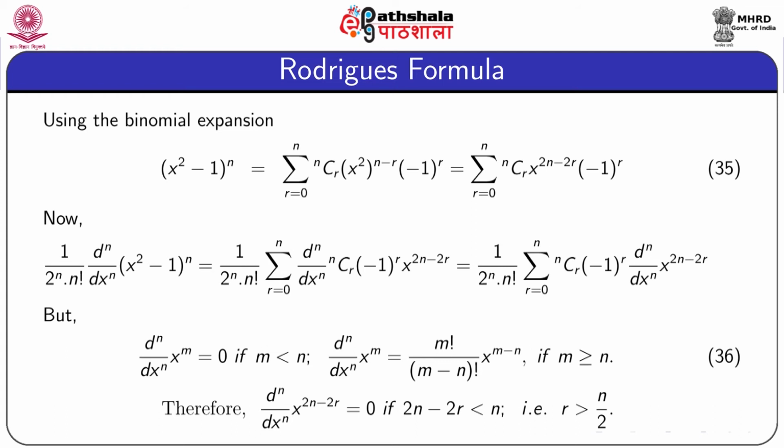And if you do that, you will be getting 1/(2ⁿ n!) summation r = 0 to n of nCr (−1)^r times the nth derivative of x^(2n−r). Please note that the nth derivative of x^m is equal to 0 if m is less than n, and is equal to m!/(m−n)! x^(m−n) if m is greater than or equal to n. Therefore, the nth derivative of x^(2n−2r) is 0 if 2n − 2r is less than n, that is, r is greater than n/2.